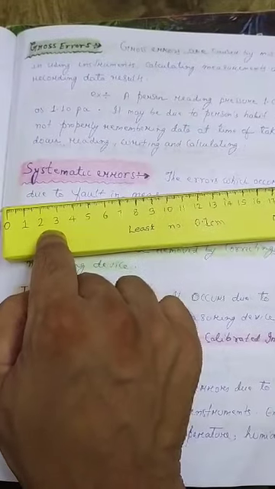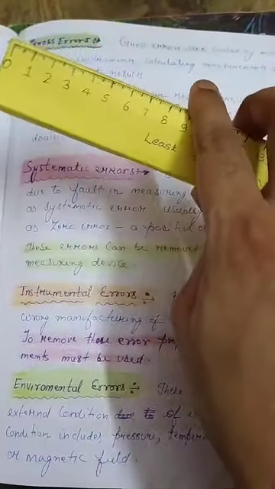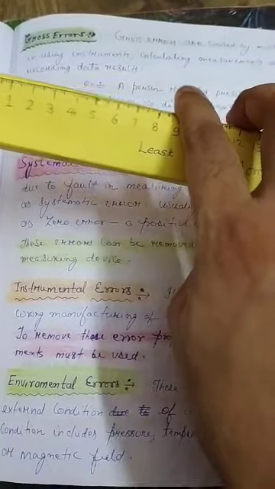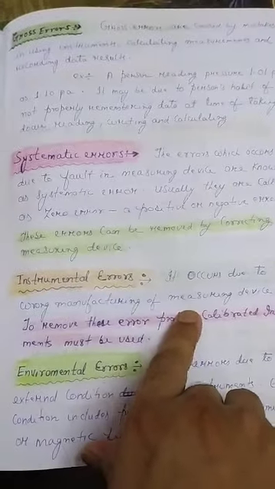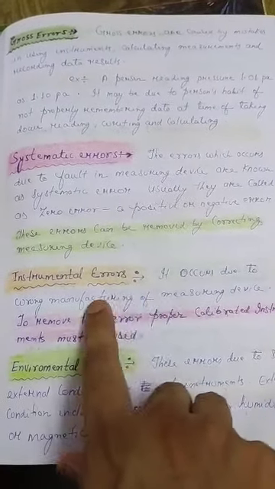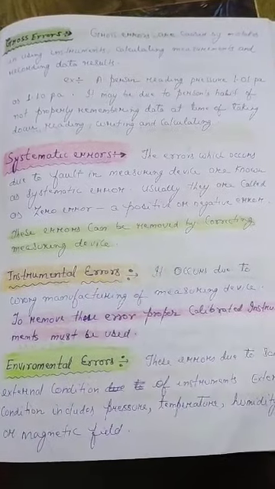It will create error. This error is where? In the instrument. This is an instrument for measuring what? Length. So for every instrument, if there is a manufacturing defect, wrong manufacture, then that type of error is called your instrumental error.